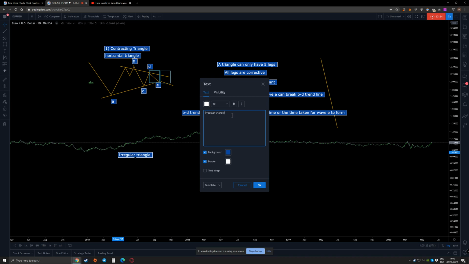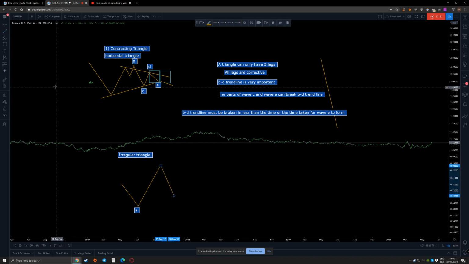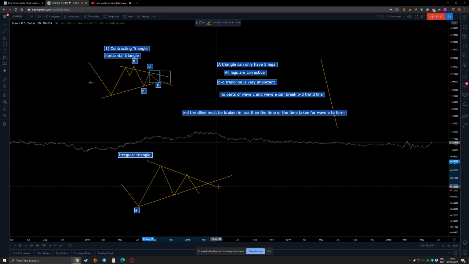Now this irregular triangle is a little bit different. Why? Well, we have a wave A, just like the other one. But on this one, we have a wave B that is much bigger than the wave A. And we have a C wave, and we have a D wave, and then we have an E wave. So if I want to connect the dots, I will go like this, and I will go like this.